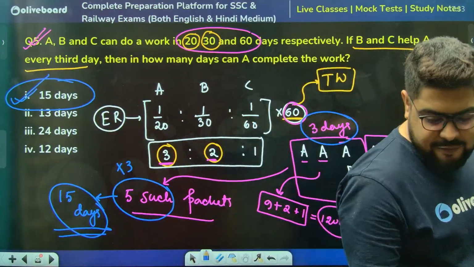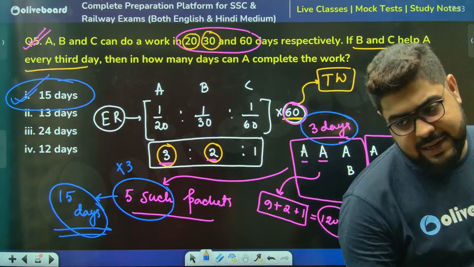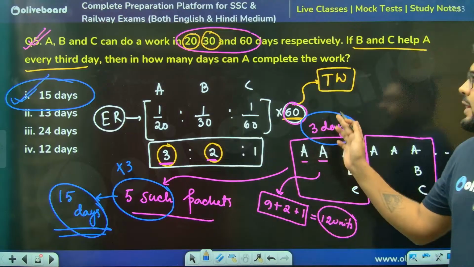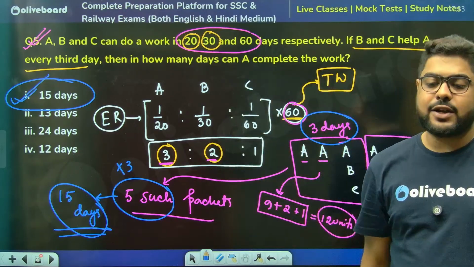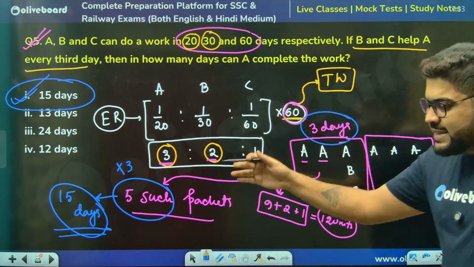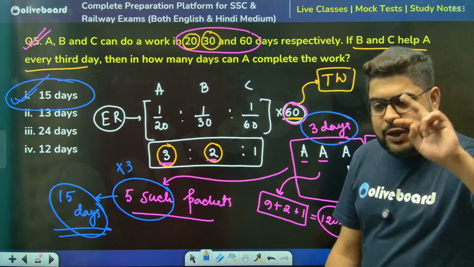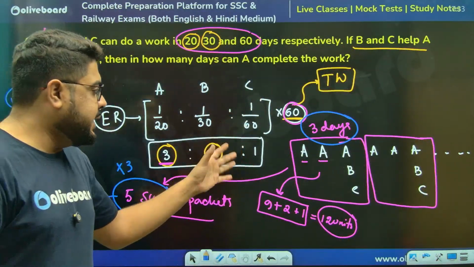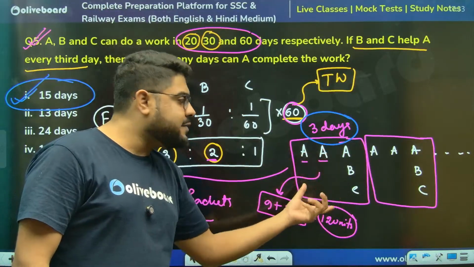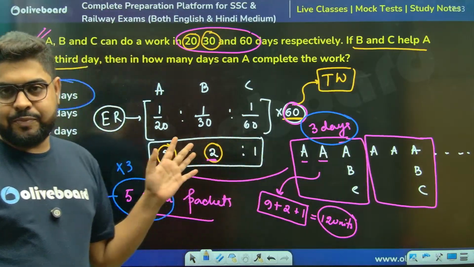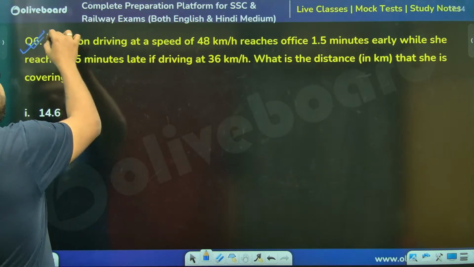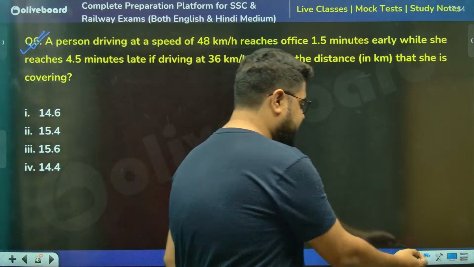Clear? Everybody clear, sir? Very simple question. Again, the problem will be when the data is not that good. When there is something remaining, then you must think a little bit more. But this alternate concept is very innovative, not very common. That is the reason I've taken this question. Now a very common question, this one.